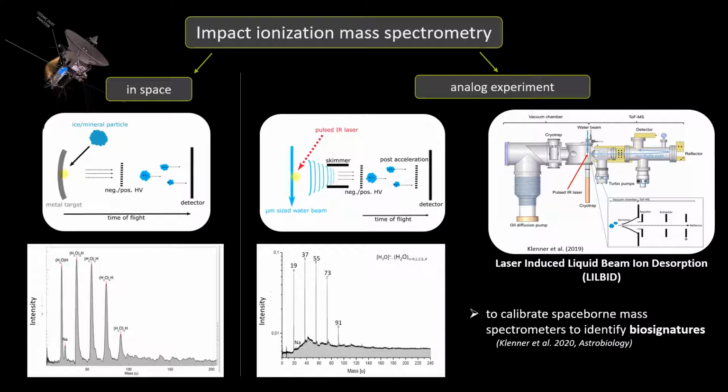The LILBID experiment can be used to calibrate space-borne mass spectrometers to identify biosignatures that are potentially incorporated in ice grains. This approach has shown that bioessential molecules, such as amino acids or fatty acids, can be reliably identified in ice grains at concentrations as low as the micromolar or nanomolar level. Abiotic and biotic formation processes of these molecules can be distinguished from each other based on spectral features.